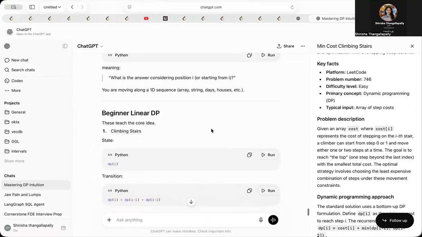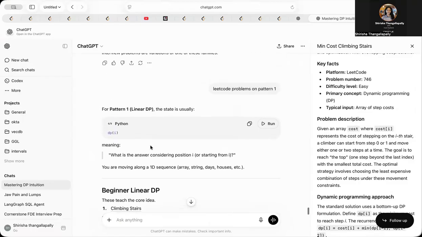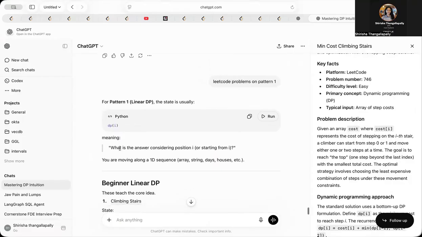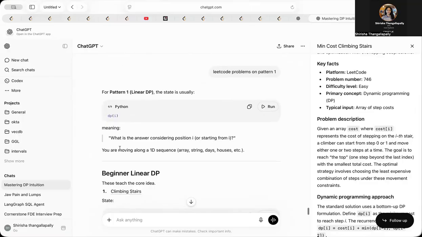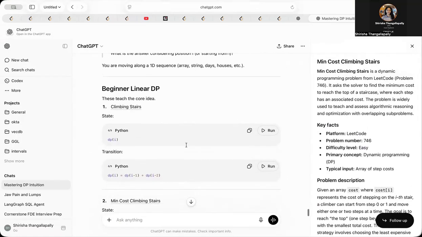This is linear dynamic programming, where we'll have only one state and should be able to use dynamic programming. Let's look at some of the examples.